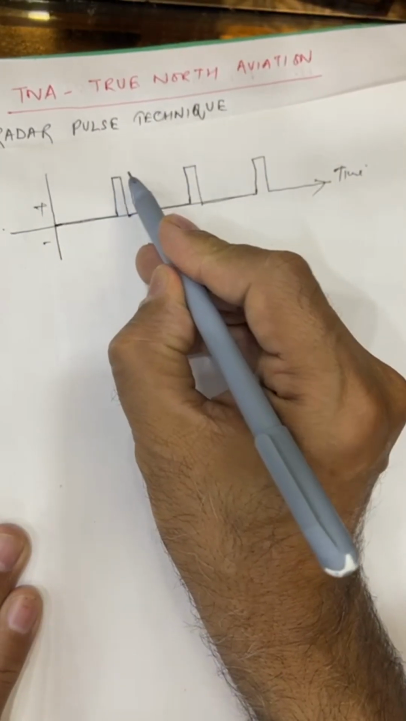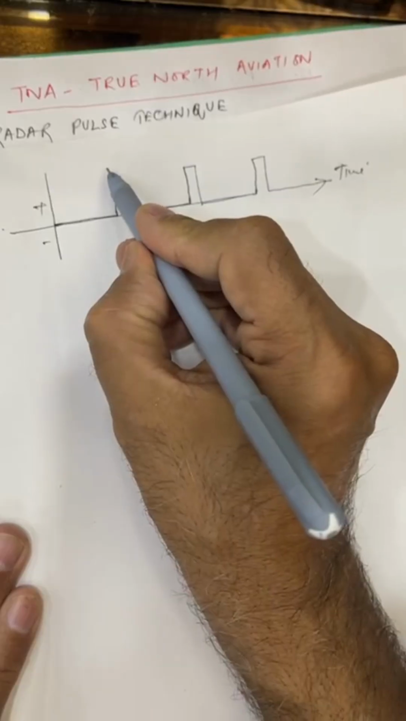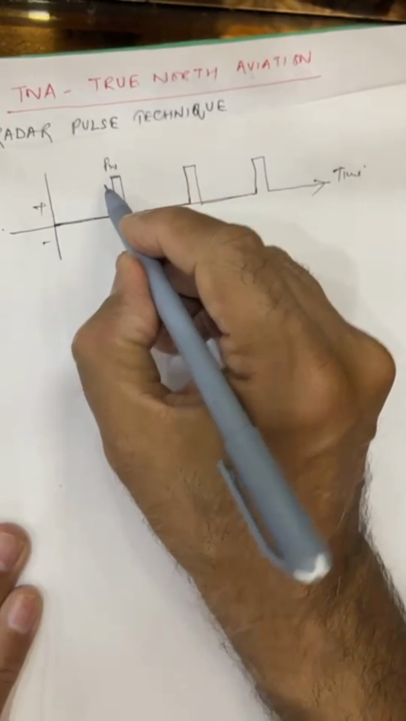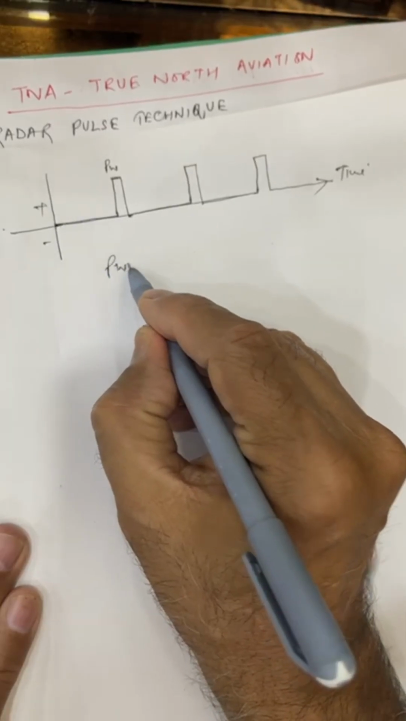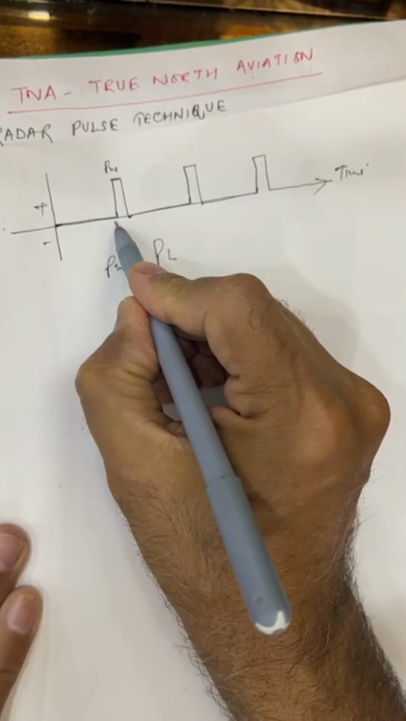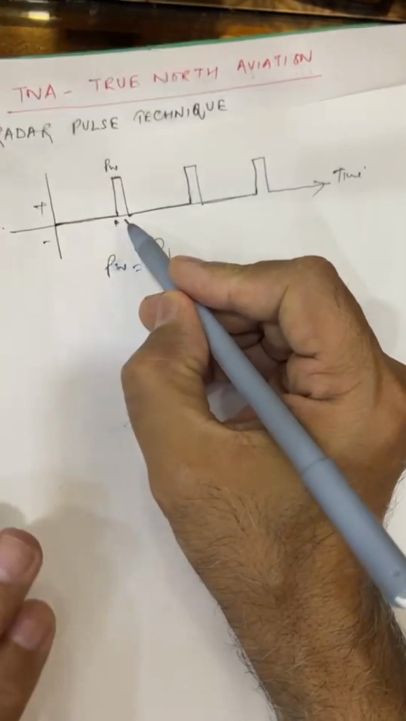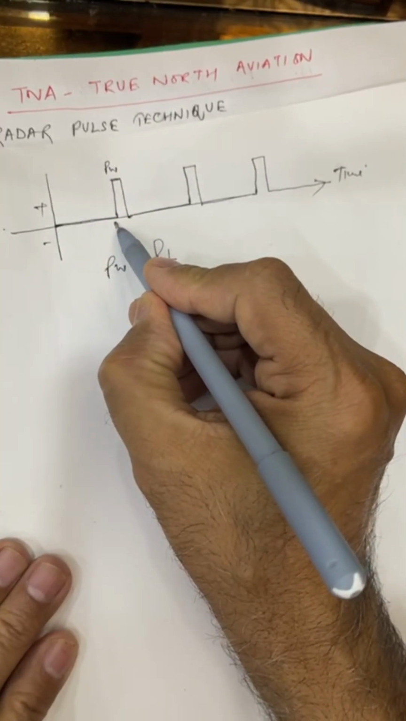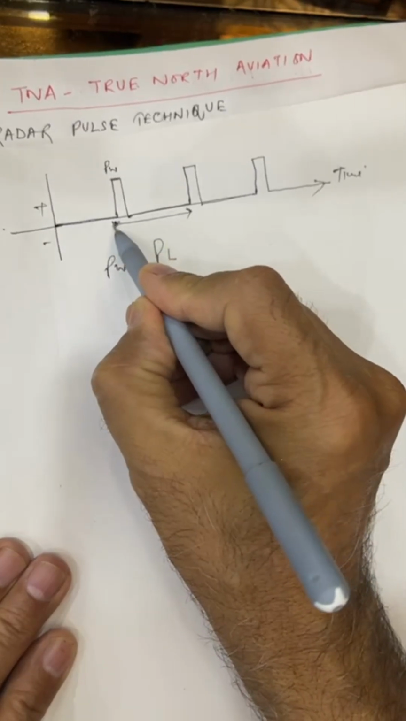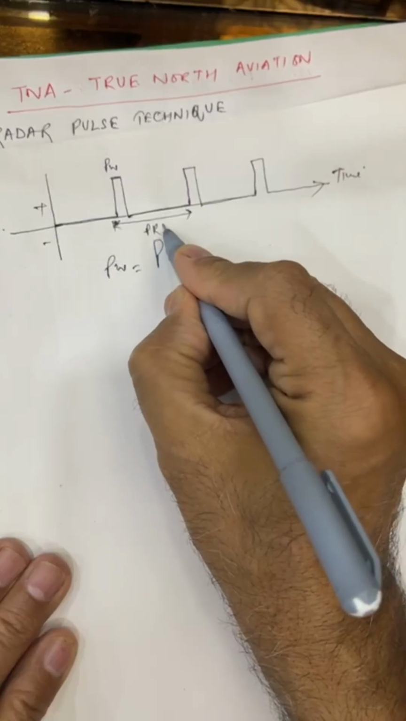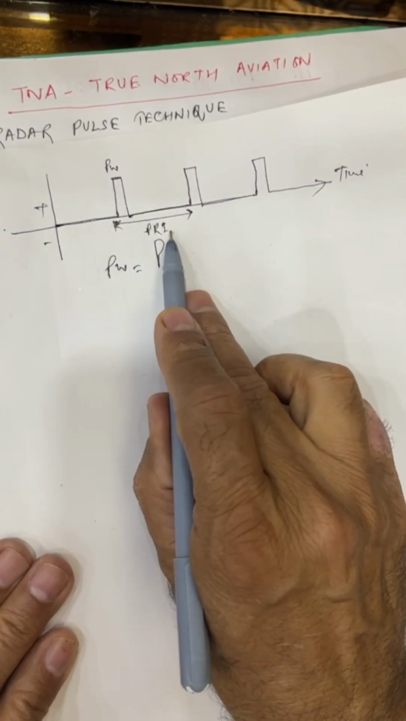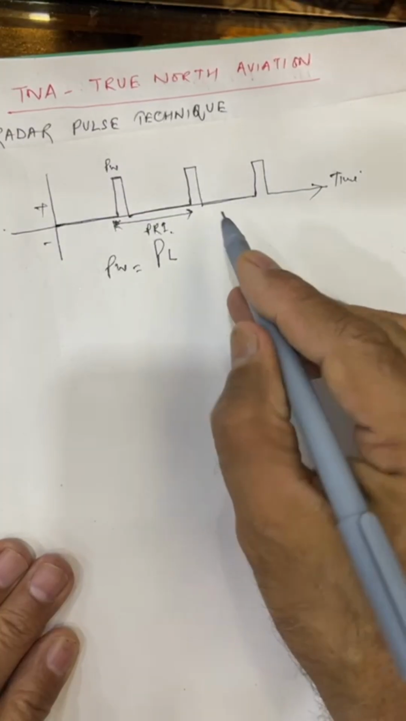This time duration, from here to here, is called pulse width or pulse length. And from the point where the pulse starts being generated to this point, this time interval is called PRI. PRI means pulse reoccurrence interval. It means the pulse will reoccur at the same time.